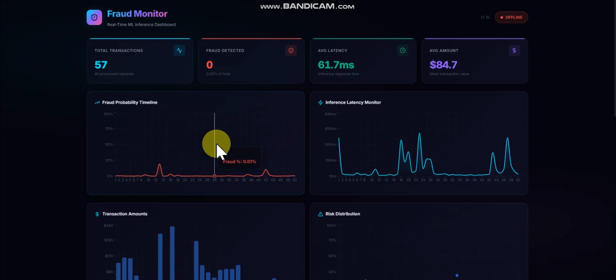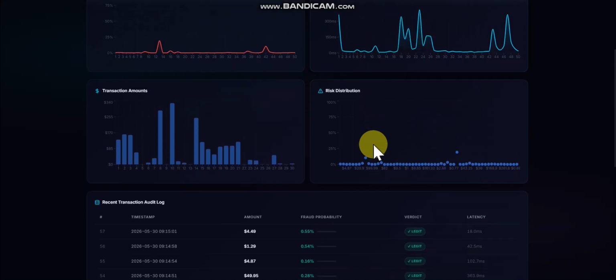These are some classic and modern graphs that show fraud rates. Transaction number 13 has the highest fraud rate of 19.28%. And here is the inference latency monitor, transaction amounts, and the risk. Also, the risk for number 13 is greater, and also for this.